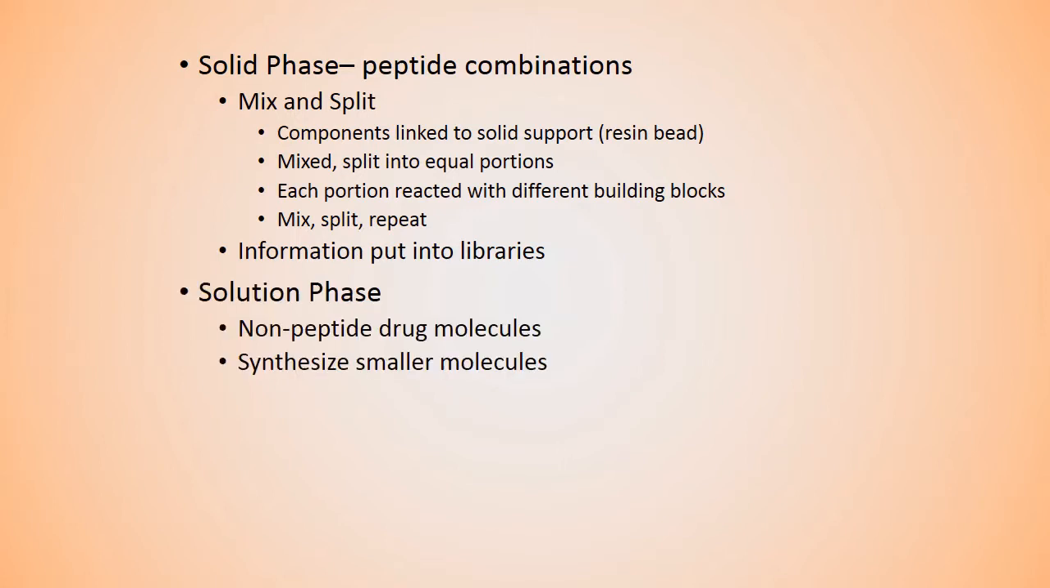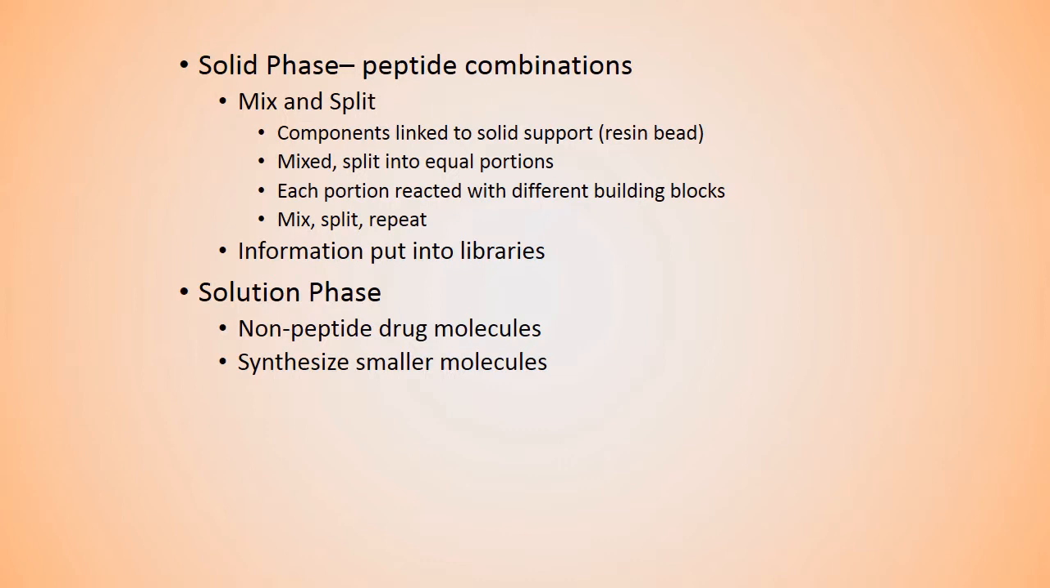So one of the processes is called mix and split. And so this is the most common of the solid phase chemistry that we use. So what we do is the components are linked to the solid support resin bead, which is what I just discussed. They're going to mix it and then split it. And so now we have a different combination. So depending on how it gets split, we're going to have different combinations. Then each portion is going to be reacted with different building blocks. And so we're creating multiple different types of peptide strains, so different colors like I had shown you. And then you're going to mix and split and repeat, so on and so forth.